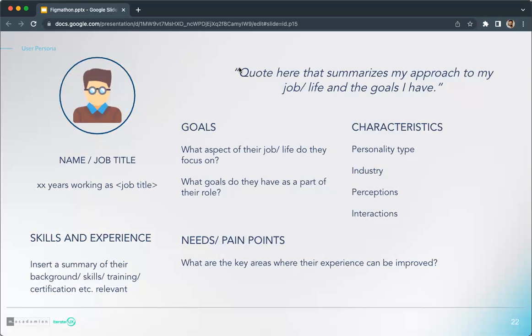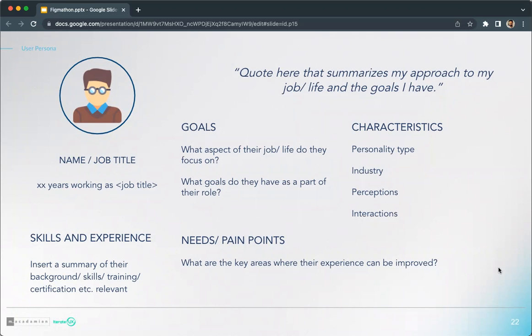But in your case, you can create a quote, or you can also skip it depending on where you are in your stage. But this is just a template that I'm sharing with you, where you would put together the name, the title, a little bit of their background, their skills and experience, if that's relevant to what you're solving for, what their goals are, what their different characteristics are, their needs and pain points.